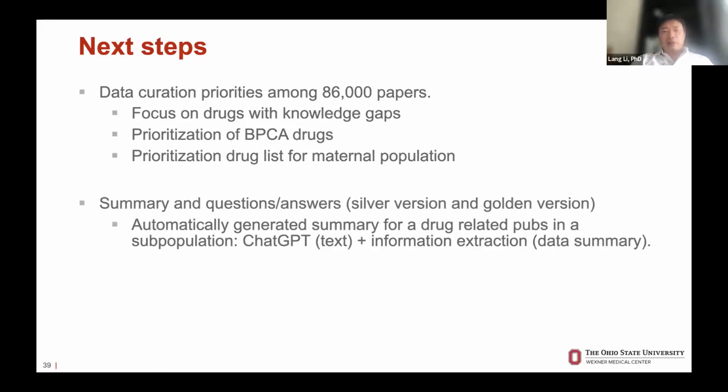Right now the database gives you summary stats. The silver version gives you a very high-level summary of how drug studies are being carried out. The golden version of the database gives you the data elements, right? But technically, it's not necessarily very user friendly. If we really want to know how a drug has been studied in the literature, you want a little more high-level summary of what has been done. So that's where we are thinking about how to integrate ChatGPT functionality plus information extraction, and give the reader a more first-hand summary of how the study was done.